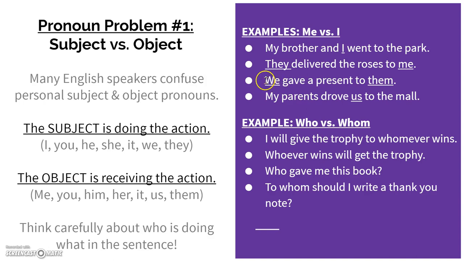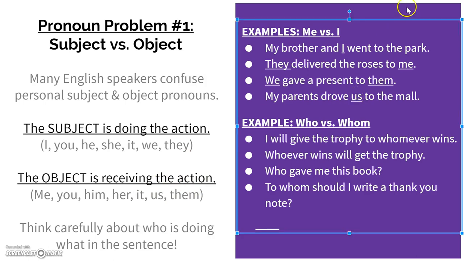Now, numbers 3 and 4 are not me versus I sentences, but I'm showing you more subject and object pronouns. We, subject, gave a present to them, and them is one of the object pronouns. My parents drove us to the mall. We are being driven. We are receiving the action, so I'm using an object pronoun, us, in this spot.